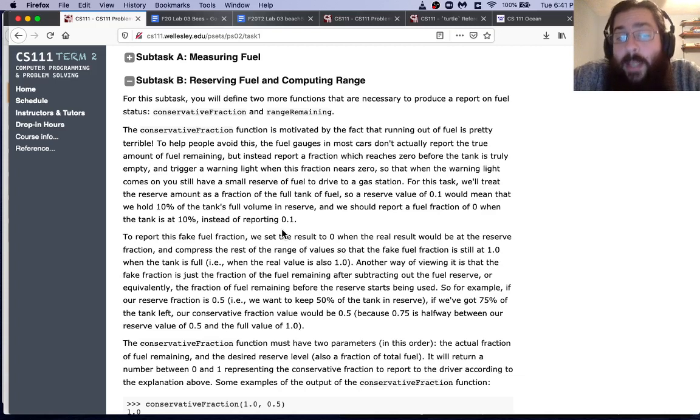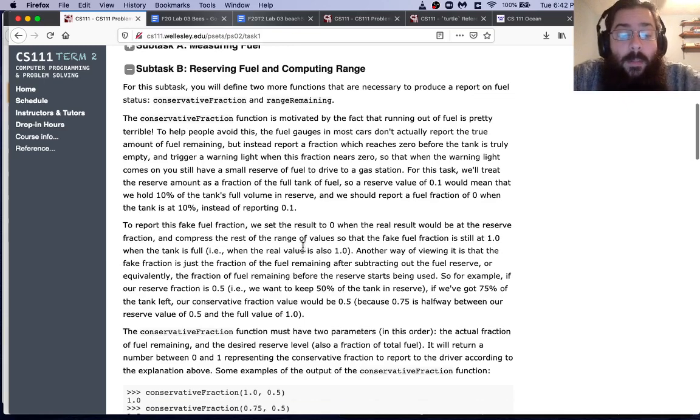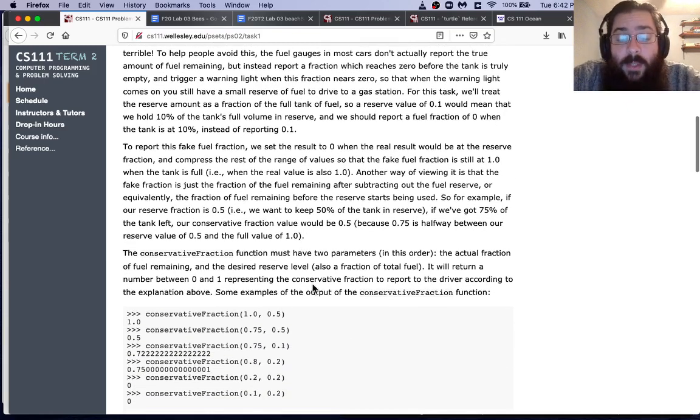Now, one twist in this function is that if the fuel level remaining is less than the reserve value, so let's say there's only 10% of your fuel remaining and your reserve value is supposed to be 20%, we want this function to just return 0. Just pretend that there's no fuel left. We don't want it to go negative or anything like that. To do that, you may need to use the max function. So that's the conservative fraction function.